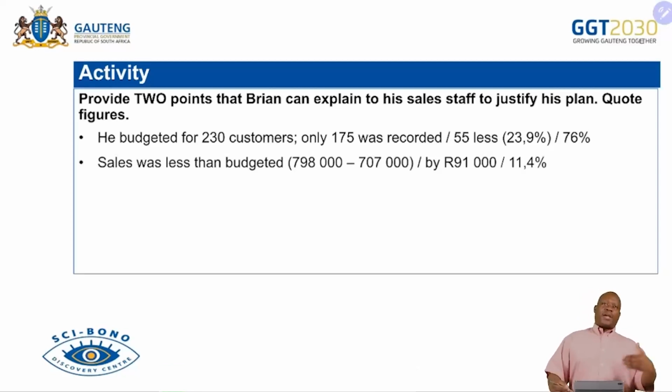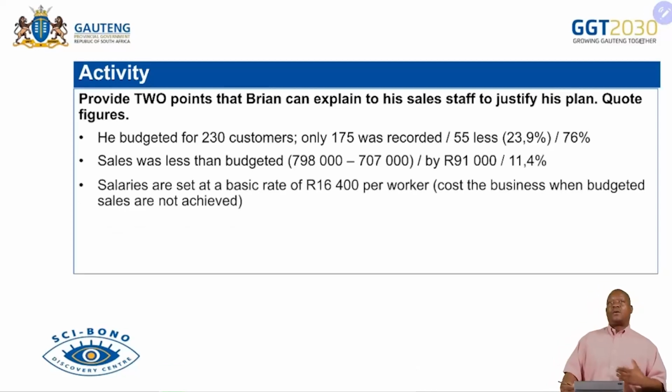Now, we can talk in terms of sales. Sales were less than the budgeted. We had budgeted 798. We only achieved 707. That is 91,000 less. It means when we have got less sales, they are also having to do less work. So why keep them when they are not doing what they should have been doing? I think the owner is justified for taking one off.